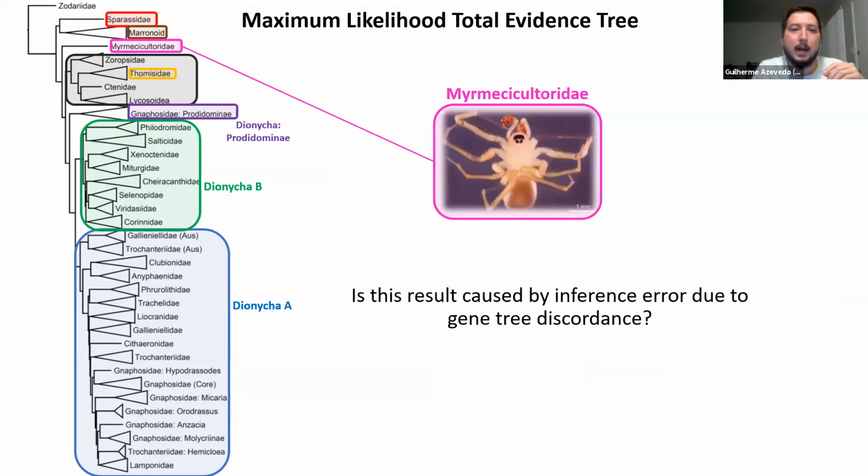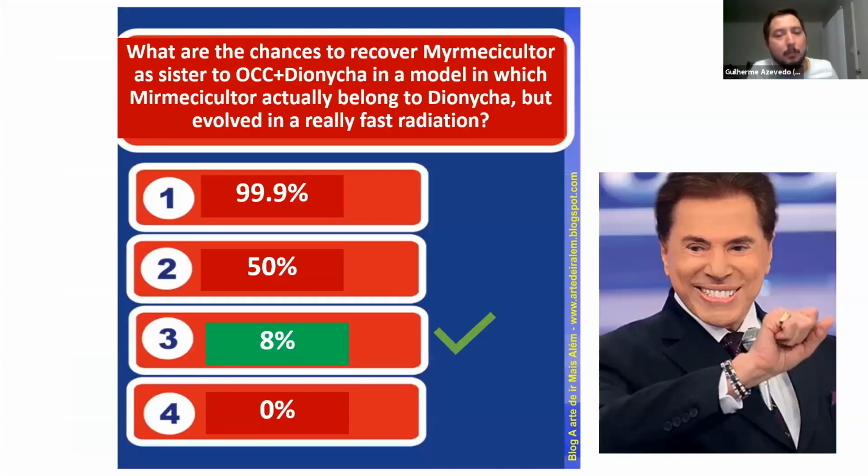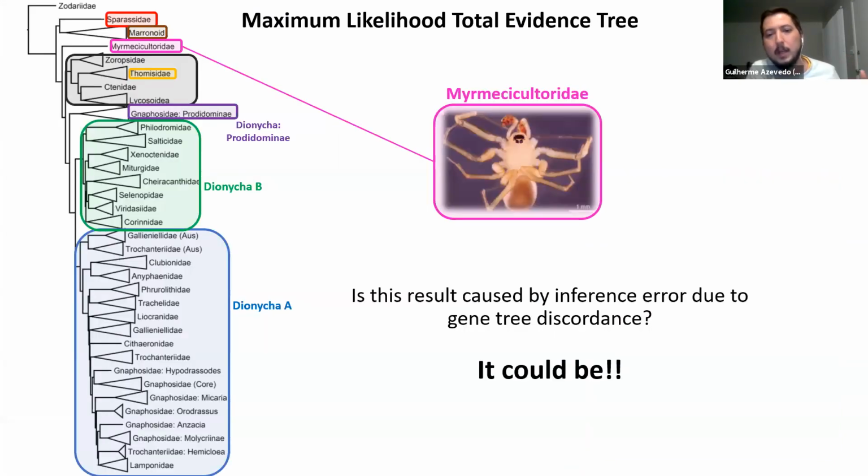methods. And also the same for Mimicicultori. This is a recently described family. But here we got a slightly different result. So we got like 80% of the simulations found to be in this position, even though the model simulator included them as Dionycha. So what we can conclude is that, yes, this could be an error. We are not so sure about the position of this family, but for now, this is the best position we have, but it would be nice to have more data on that.